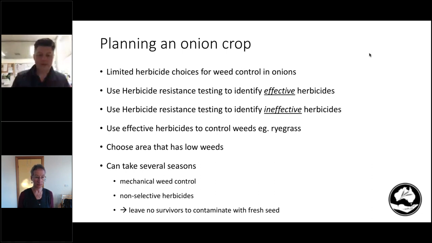So it's all about not leaving any survivors, because survivors are usually the resistant ones, and they are the ones that create the massive effort for the following season. So it's critical, because there may only be a few plants there and you think, oh, they're not really competing. But if they're resistant, they will create the problem for the future.